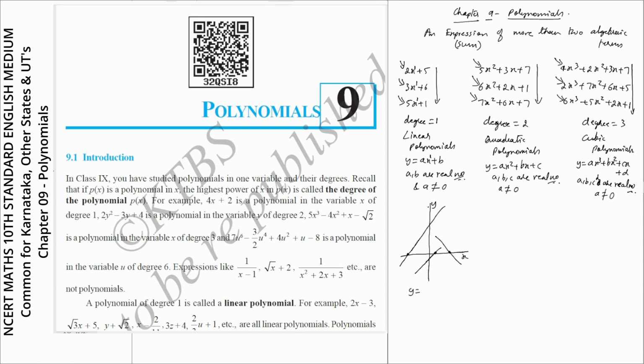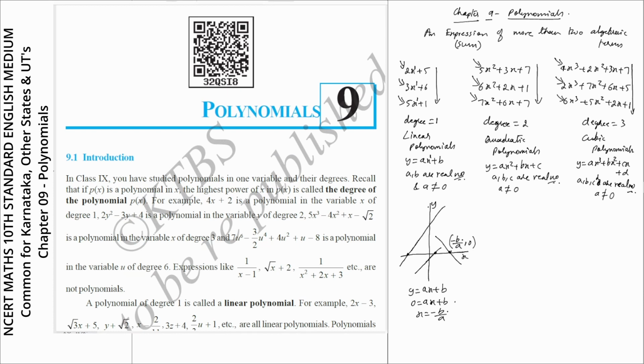Whenever the linear polynomial meets the x-axis, the y coordinate is equal to 0. So if I take y equal to 0, then 0 is equal to ax plus b. If I solve for x, I get x equal to minus b by a. So this is the x coordinate where the linear polynomial will intersect the x-axis. The linear polynomial will intersect at the point minus b by a, comma 0.